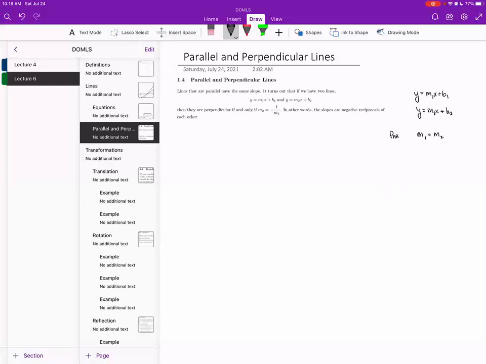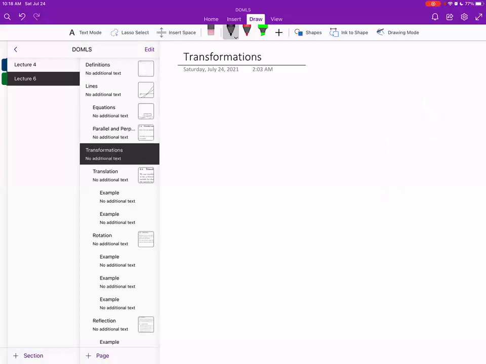So what if they were perpendicular? If they were perpendicular, then m1 is equal to negative 1 over m2. So the slopes are negative reciprocals of each other. Okay, so let's get into transformations.